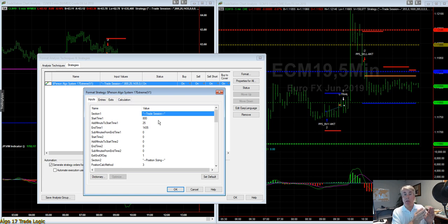We could trade maybe the European session and then trade the US session. Or you could trade maybe the open outcry and opening and only trade to 10 in the morning and then trade the close of the market. Or you could trade all hours, or you could only, in this case, trade between 8:25 in the morning. So you see where it says add minutes to start time. Start time is 8 o'clock.